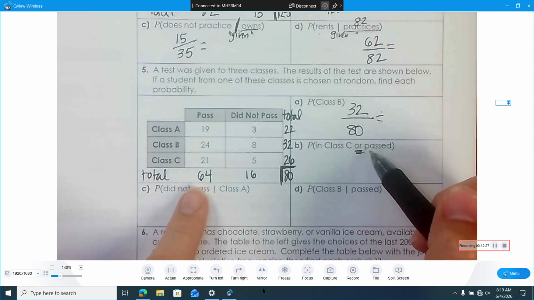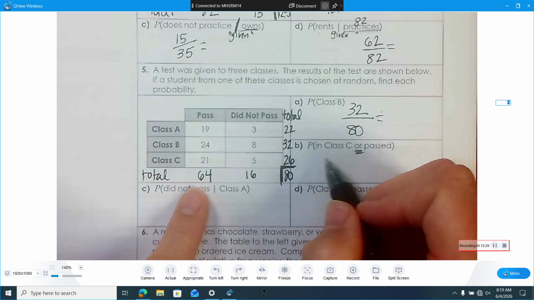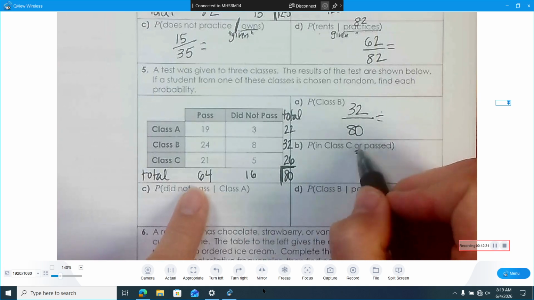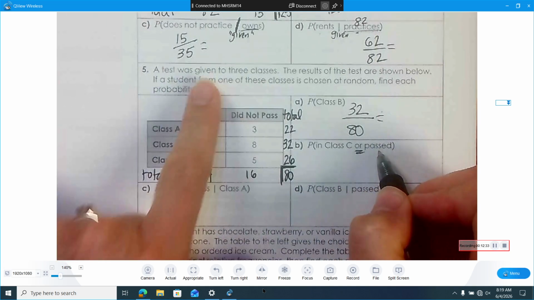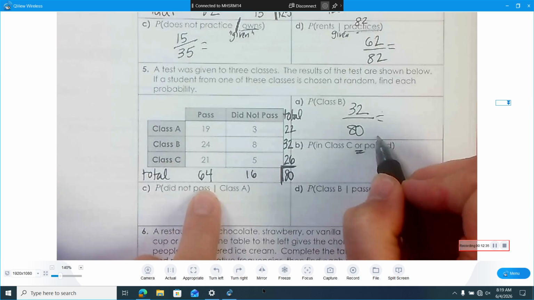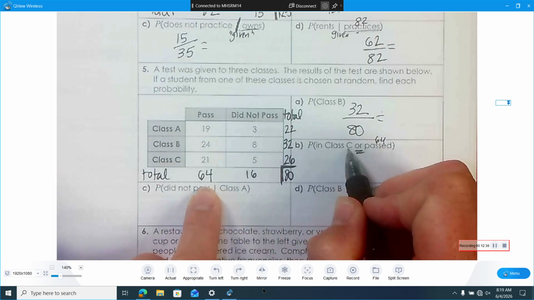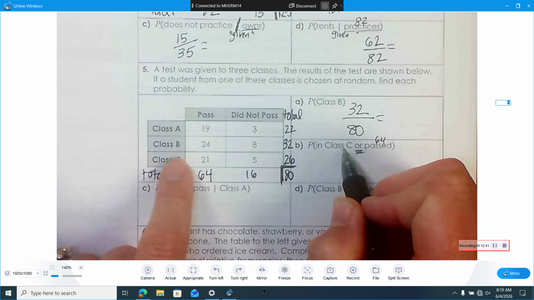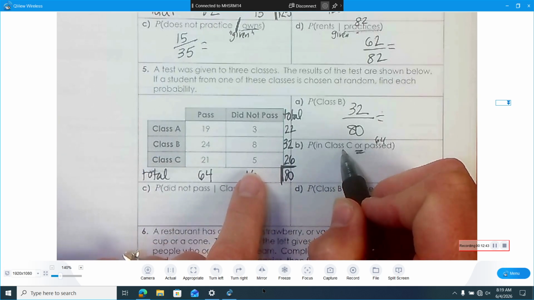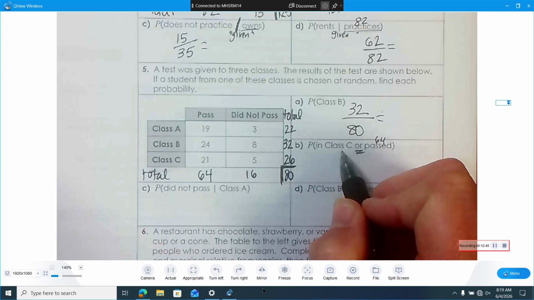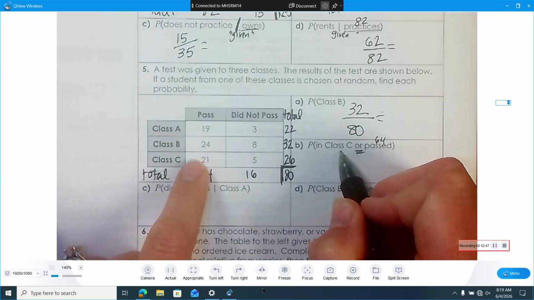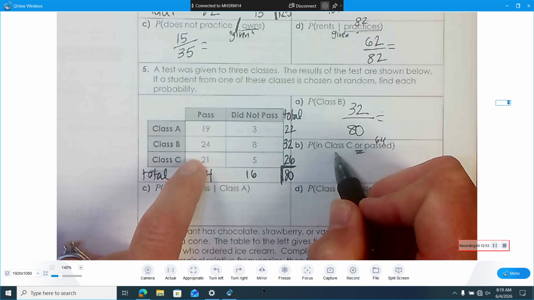So how many kids passed? Yeah, 64. All these kids passed. So there's 64 winners there. And then in Class C, how many kids are in Class C? 26. However, what's the issue here? We already counted the 21. So we don't want to count them again. We don't want to count them twice. Does that make sense to you?